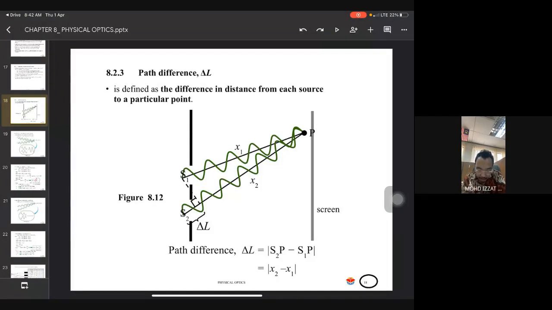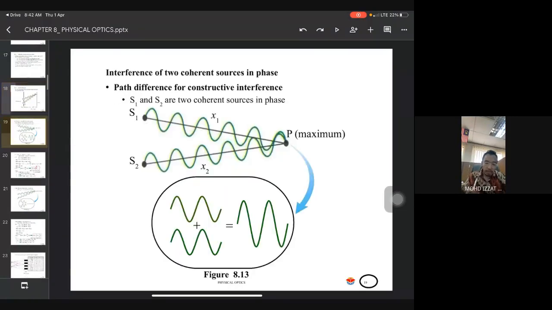Okay, kamu nampak tak delta L dekat bawah tulisan figure 8.12 tu, dia ada delta L. The delta L comes because satu tu dia keluar daripada bawah, satu tu keluar daripada atas. So that is the path difference. Based on the diagram, you can see delta L tu sentiasa wujud, dia mesti ada. Okay, this is what delta L is about. So macam saya cakap, dia ada in phase dan ada anti phase. This is the example of interference of two coherent sources. Coherent ni maksudnya wavelength dia sama tadi, frekuensi sama dengan phase difference dia sama.